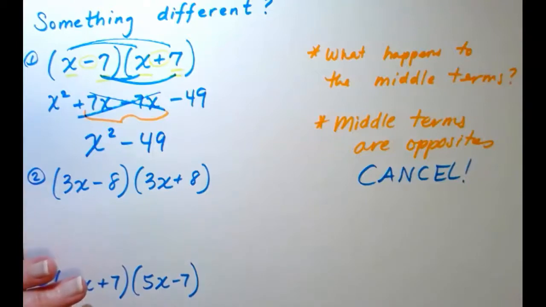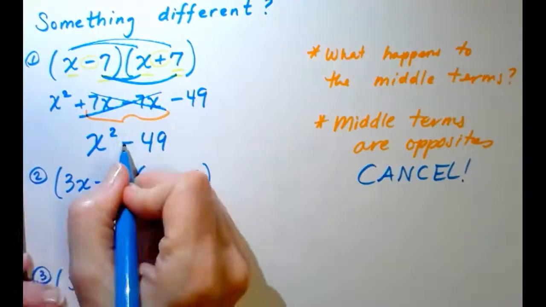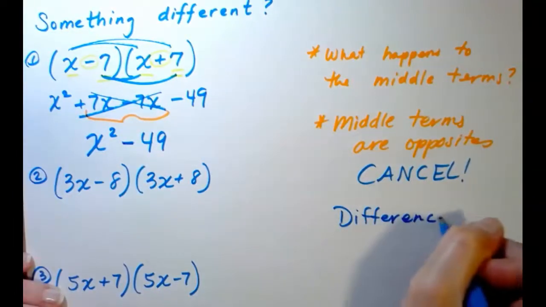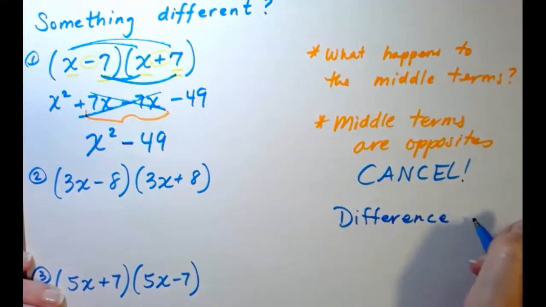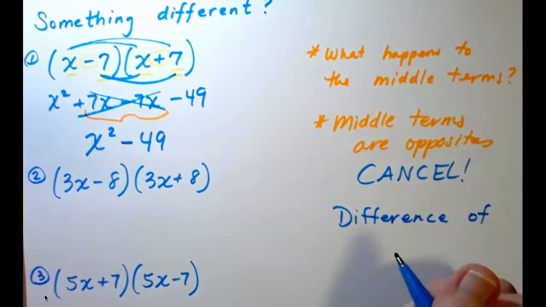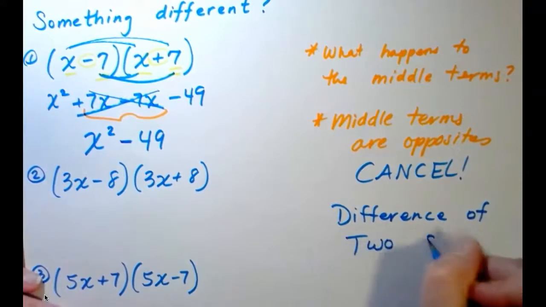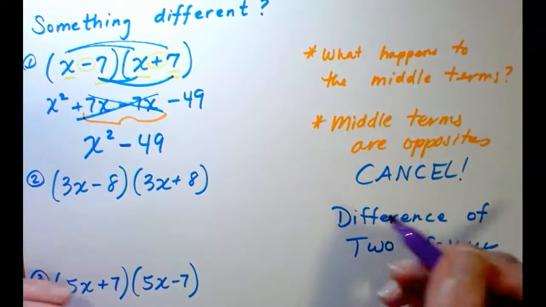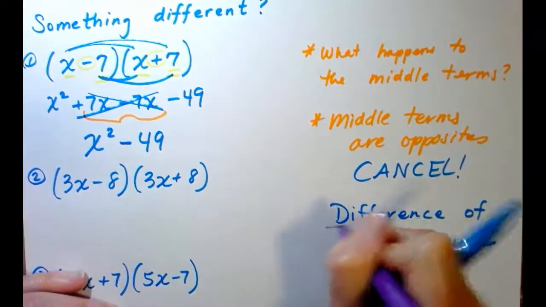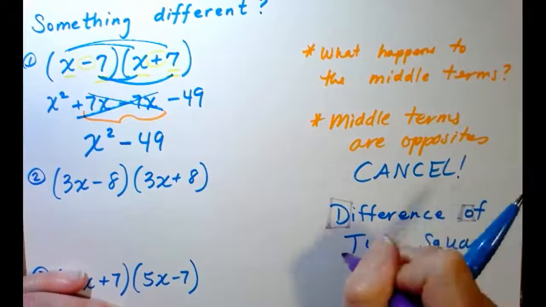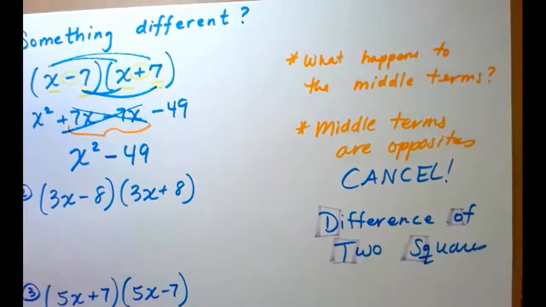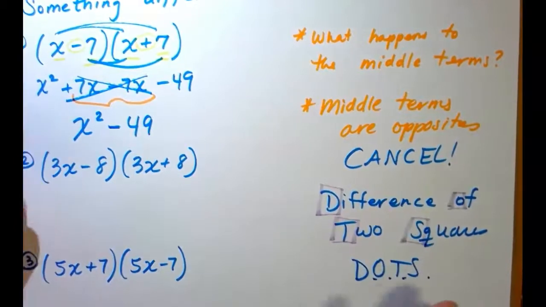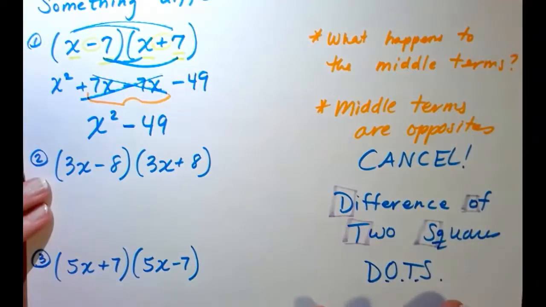Instead of a perfect square trinomial, now we have the difference, and a difference is what we get when we subtract. The difference of two squares. And the difference of two squares, which I'm going to refer to as the DOTS. The DOTS. Difference of two squares. We're going to see it again in number 2.